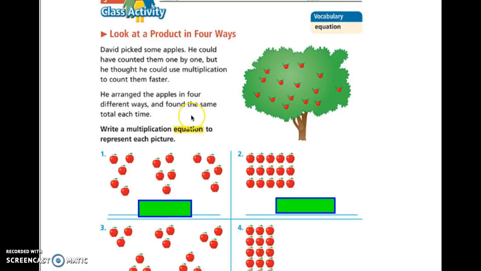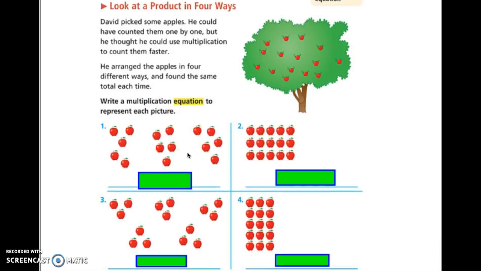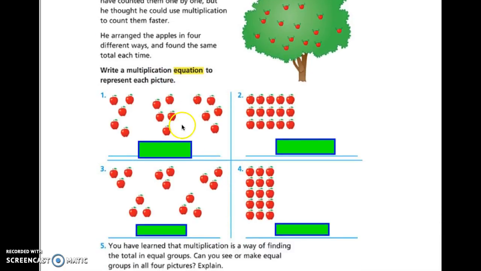So I'm going to read this little scenario here. It says, David picked some apples. He could have counted them one by one, but he thought he could use multiplication to count them faster. He arranged the apples in 4 different ways and found the same total each time. Write a multiplication equation to represent each picture. Now remember, the equation is just the mathematical way of writing it so you can represent what you're trying to write. So let's go ahead and look at these different pictures that he created.